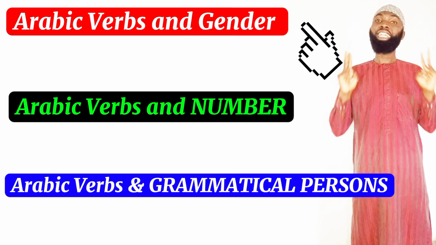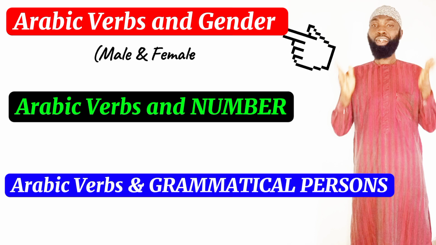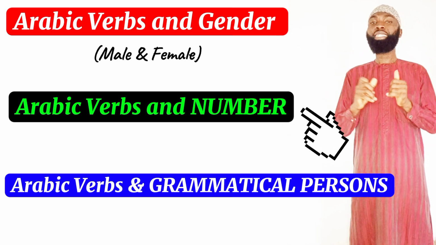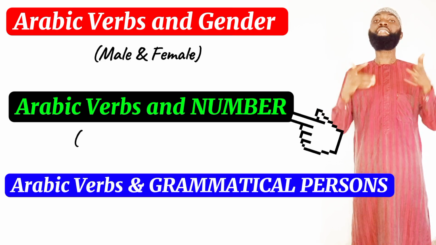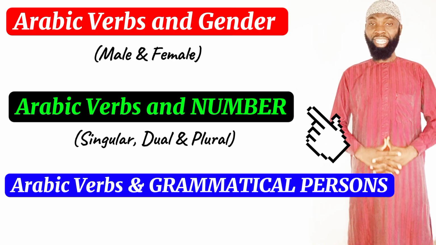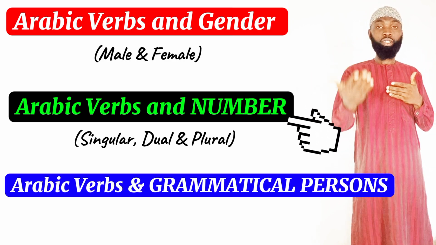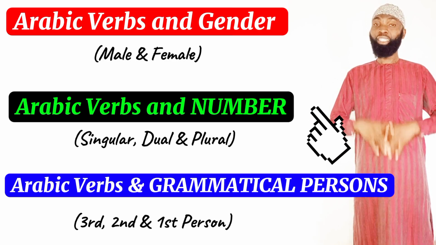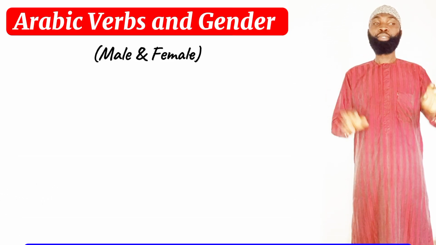The first one, the Arabic verbs and gender. We know that we have two genders, male and female, and these genders are captured in the Arabic verbs. Then we are also going to be looking at the numbers, which means the number of persons being talked about, talked to, or that are even talking. All this will be captured. Then we shall also be looking at the grammatical persons, meaning the person being talked about, the talker, and also the person that is being talked to, the listener. Now let's quickly begin with the first one, the Arabic verbs and the gender.